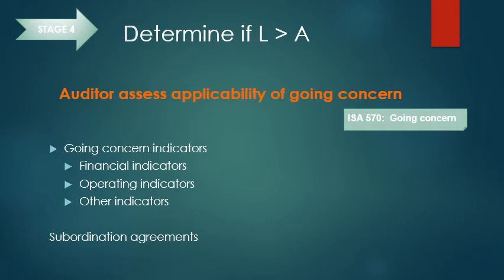In a group scenario, the auditor can also have a look at whether or not there are subordination agreements in place. So in other words, if a subsidiary may be having going concern issues, then there might be a subordination agreement where the parent company then agrees to step in and assist this subsidiary if there are going concern issues. So subordination agreements is also something that the auditor can assess and have a look at in assessing whether the going concern basis is applicable.